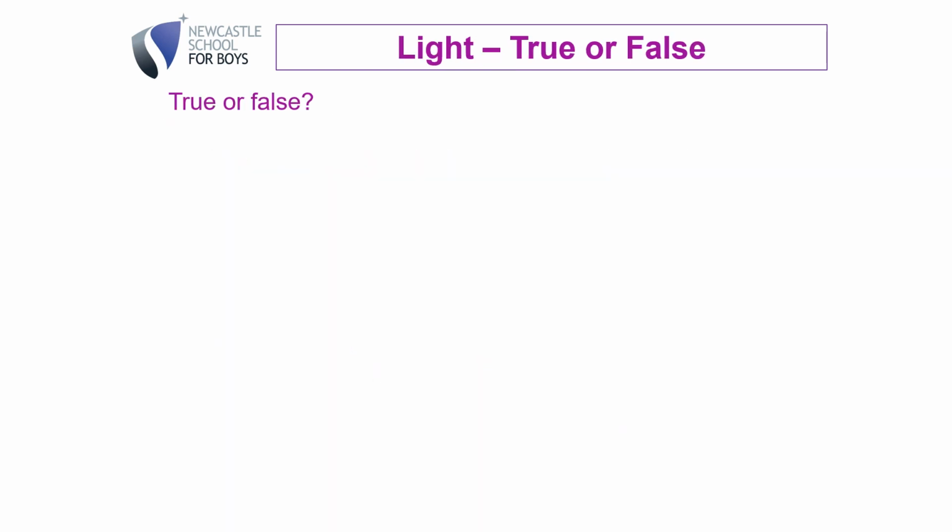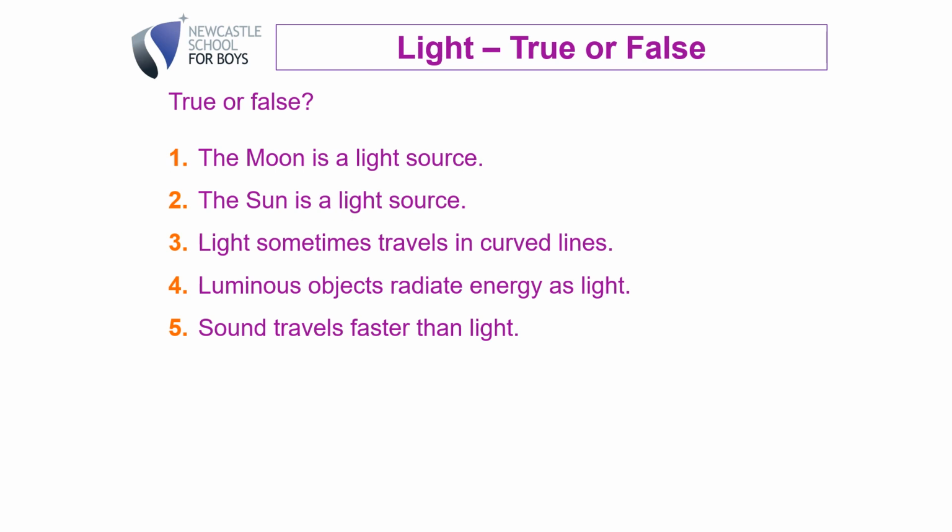Okay, true or false. See if you can try for yourself. You should be thinking about these before I tell you the answer. The moon is a light source. Well, it looks like a light source. It looks like everything else in the sky, but in fact, the moon is not. You only see the moon because the light of the sun reflects off it.